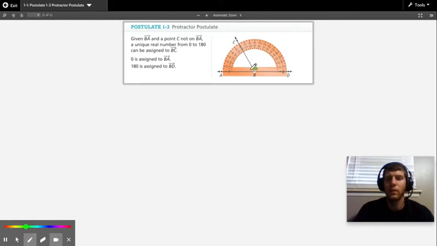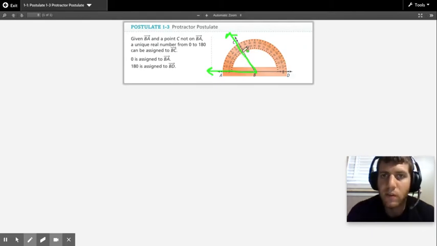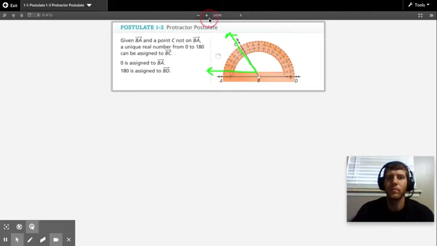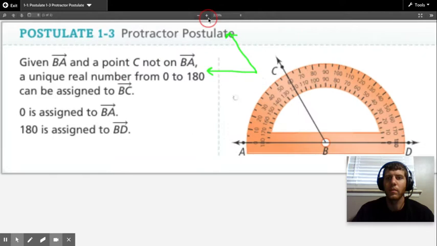So here's ray BA. All it's saying is if you have an angle, so if we have another ray BC, we can assign a number between 0 and 180 to this angle. If you zoomed in, the angle changed a little bit there, but the measure is going to stay the same. So that's going to be 60 degrees.